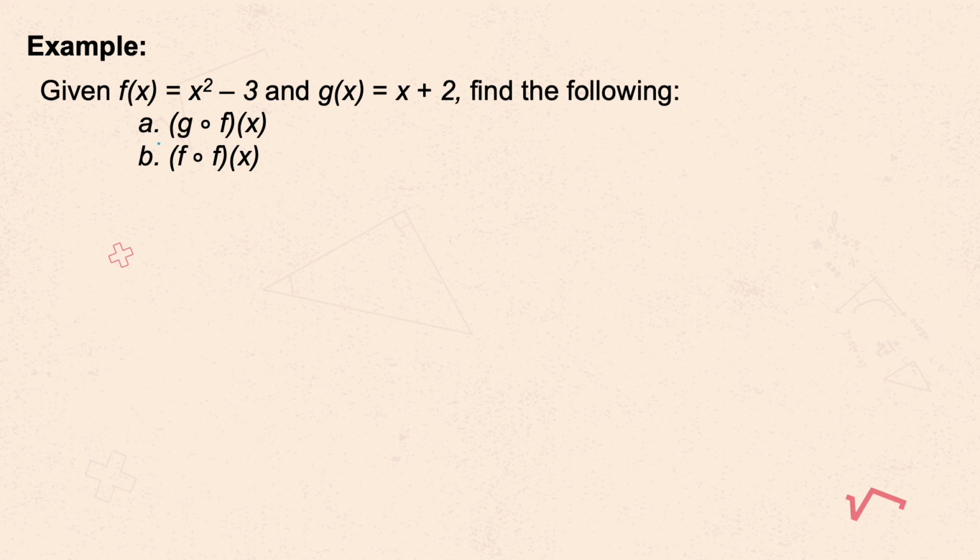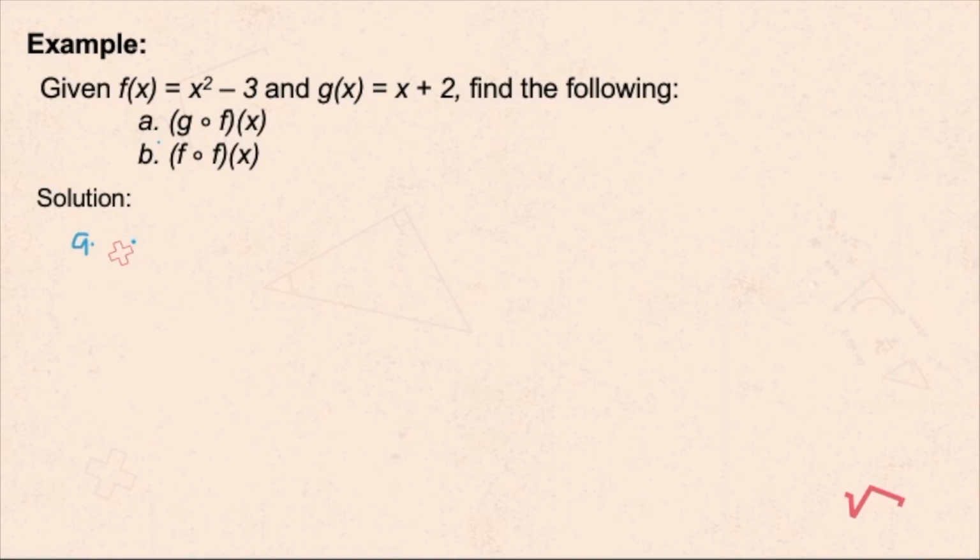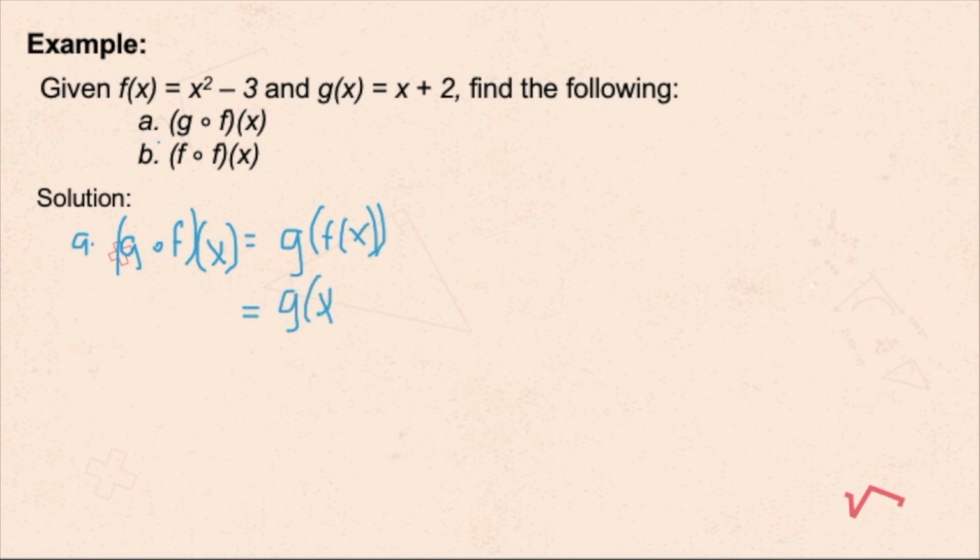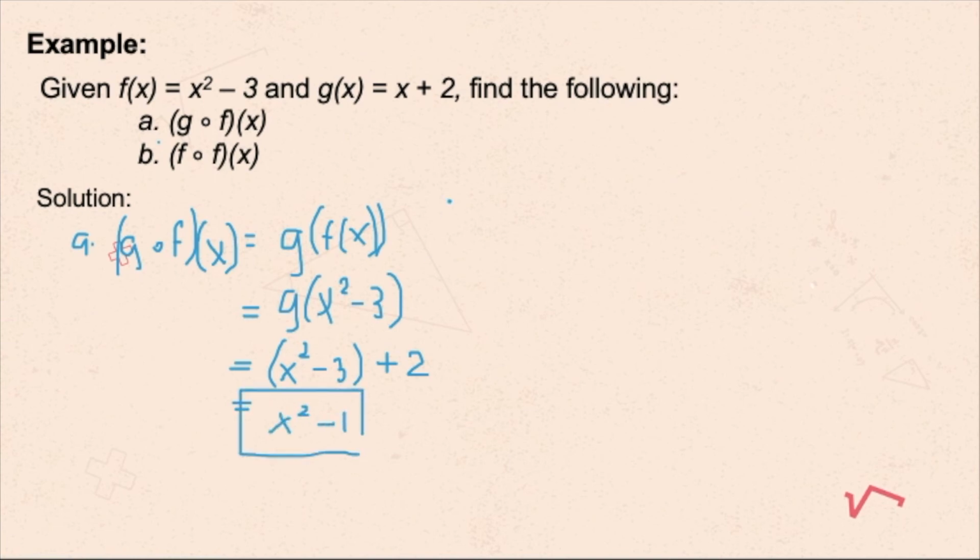Let's have another. Given f of x equals x squared minus 3 and g of x equals x plus 2, find the following: g of f of x, then f of f of x. Let's start with the first problem. For g of f of x, the inner function is f of x, which happens to be x squared minus 3, and your outer function is x plus 2. Replacing the x with x squared minus 3, this will be x squared minus 3 plus 2. Combine similar terms, then your final answer now is x squared minus 1.